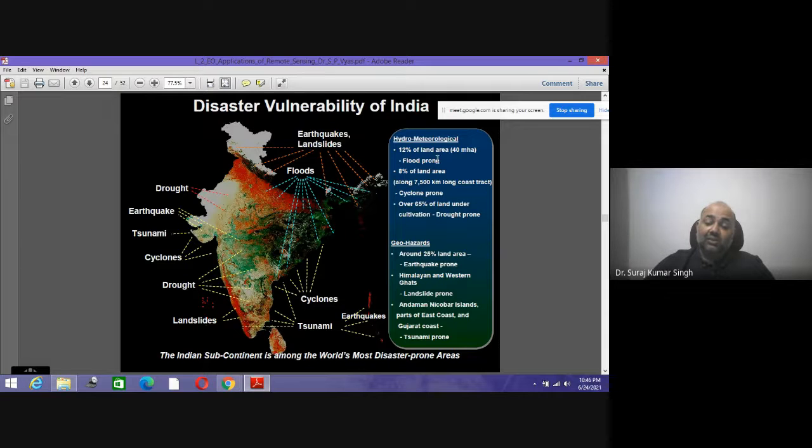Not only hydrometeorological disasters, but you have got geological disasters, like around 25% of the land area is earthquake prone. Himalayan and Western Ghats are landslide prone. Andaman and Nicobar, parts of the East Coast and Gujarat are tsunami prone.